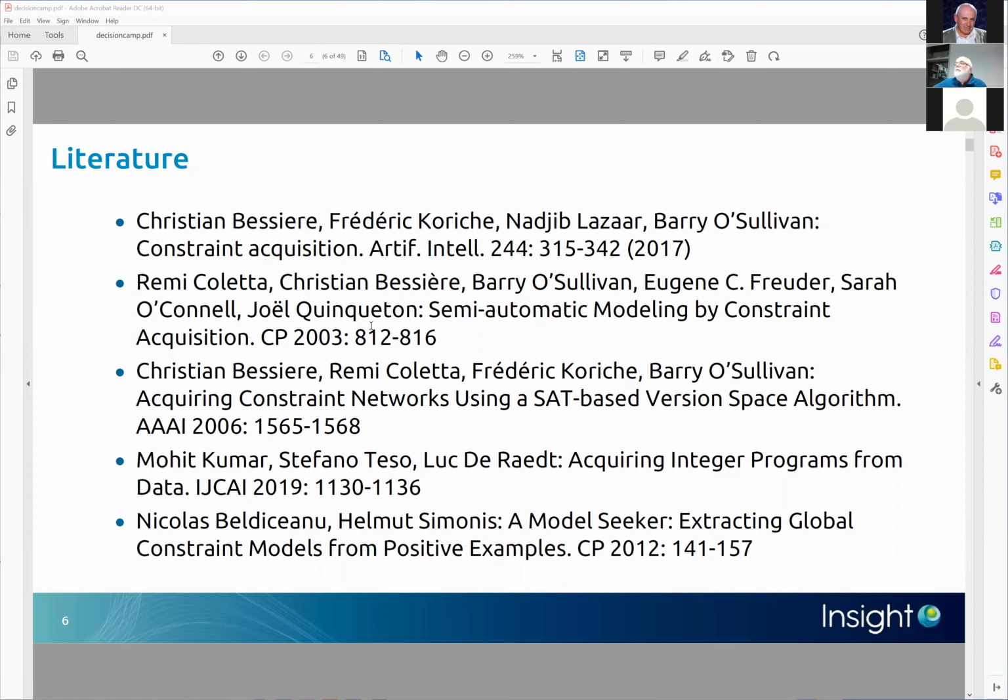And then there are some earlier papers. This is probably one of the very first ones about constraint acquisition by Jean Freuder and others. And the last one here is by Nicola Beldiceanu and myself. And we are working in the assistant project together as well about the model seeker, which is one of the fundamental basis of the tool that I'm describing today.